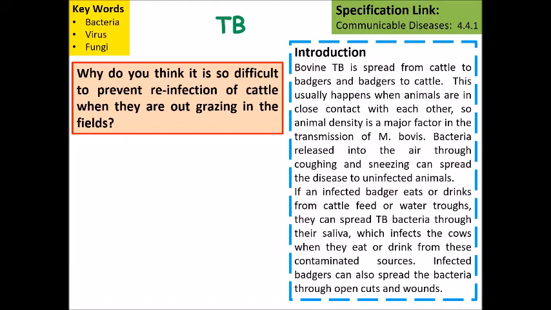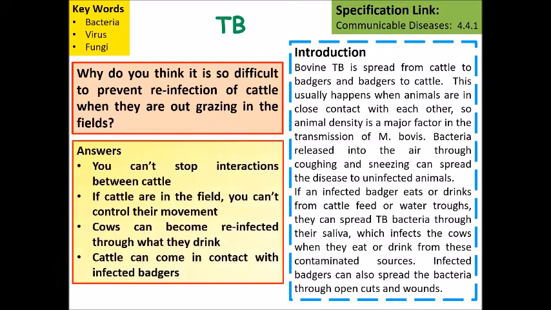So, why do you think it's difficult to prevent the reinfection of cattle when they're out grazing in the fields? The key things that we need to think about are the fact that you can't stop interactions between the cattle. The cattle are out in a large field, so you can't necessarily control their movement. They can be reinfected through what they're drinking, and they may come into contact with infected badgers.